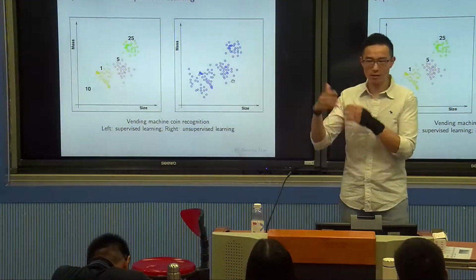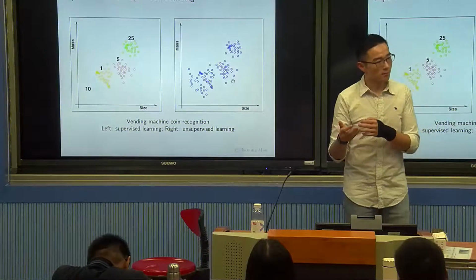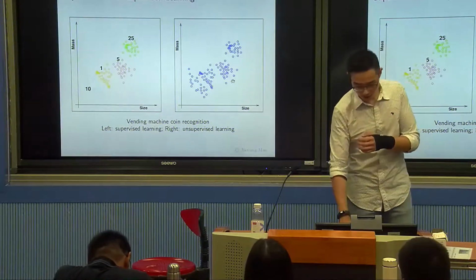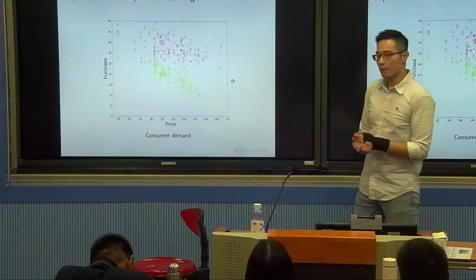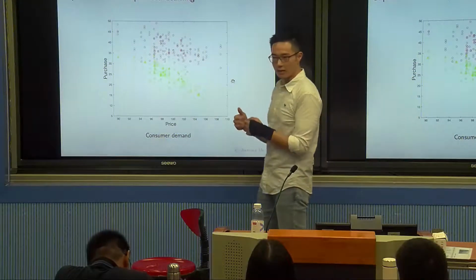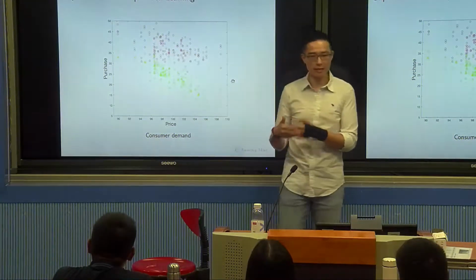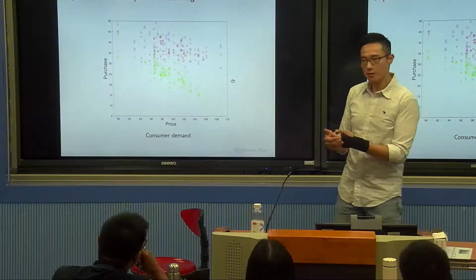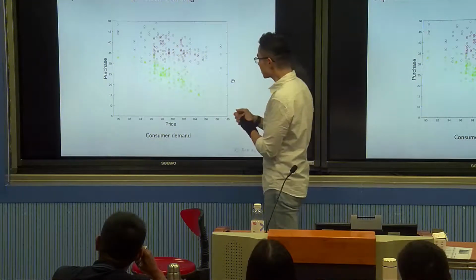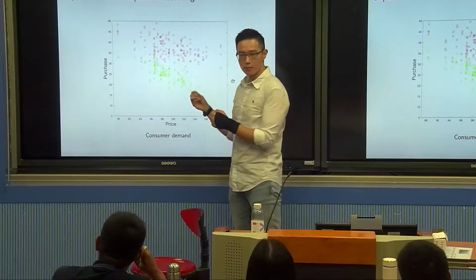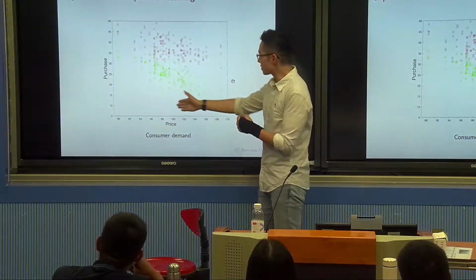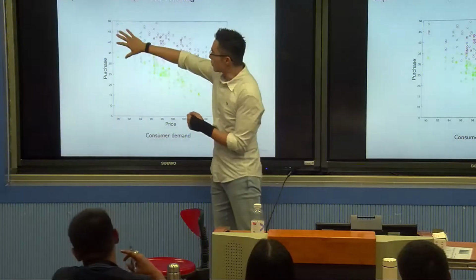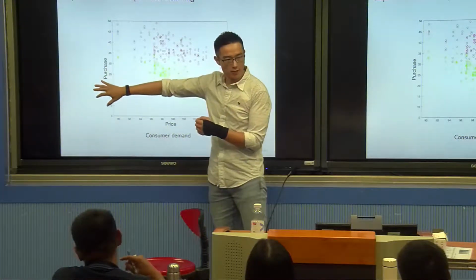Now this is done a lot in computer science, but do we do it in economics? Of course. We do it in economics all the time as well. Basically, in economics we talk about latent types of people or individuals. For example, suppose we have a bunch of consumer purchasing data. This is the price of a good. This is how much people purchase as a result of the price.